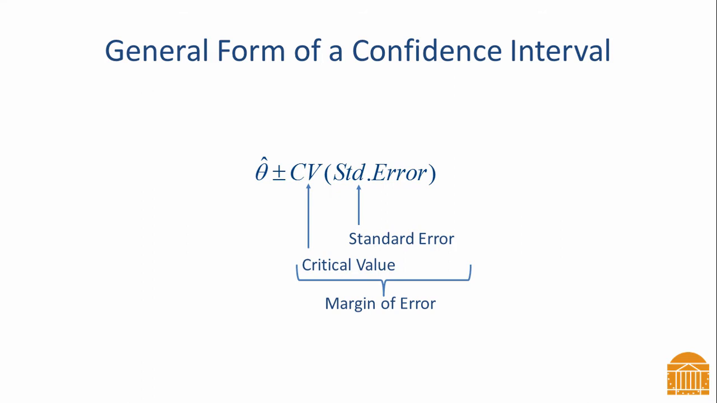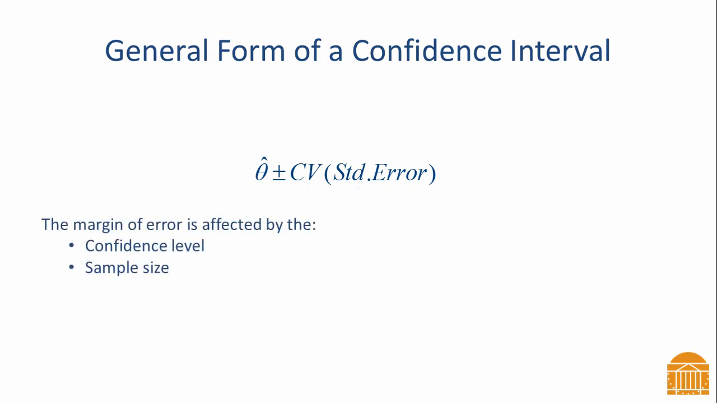The critical value is chosen according to a researcher's desired level of confidence, and the standard error reflects the degree of sampling variability associated with the statistic. Thus, the margin of error and subsequently a confidence interval is affected by the confidence level and the sample size. Let's focus on the confidence level first.